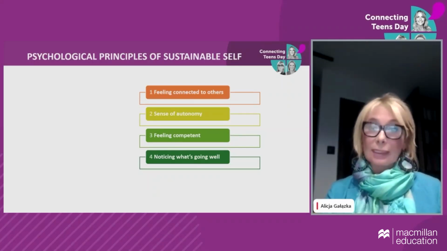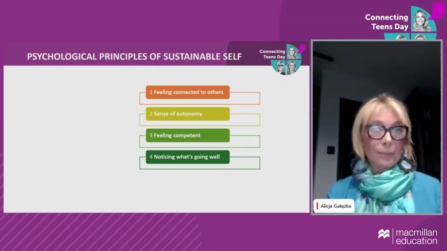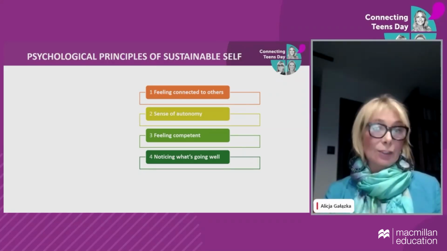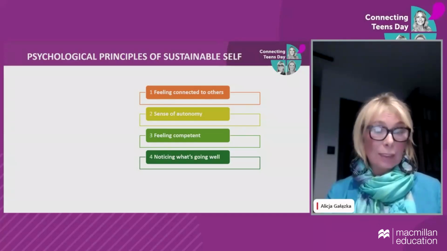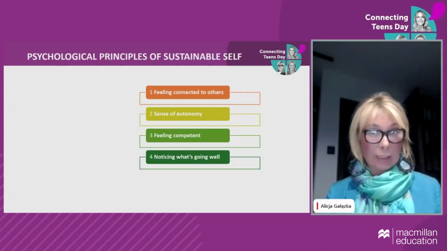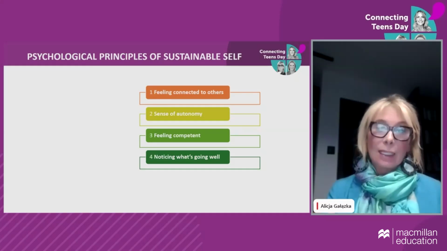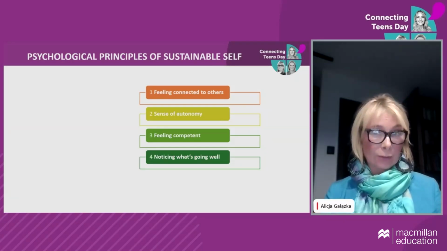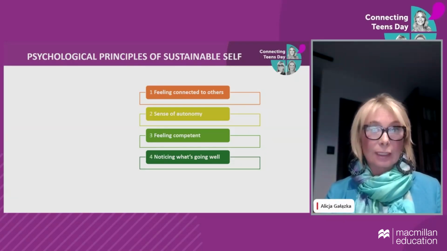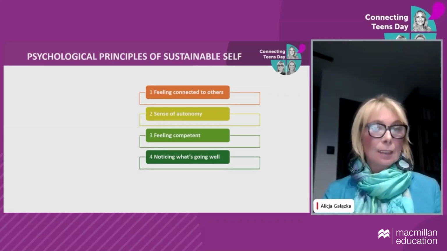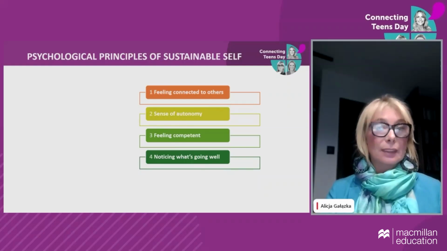The second principle is a sense of autonomy, so agency. What do you do in your classroom to promote agency, or what happens when you don't give your students agency, if they don't feel that they have any impact, that they have any influence on what's happening in the classroom? It's extremely important. If you don't feel ownership of what you are doing, then you are disconnected, you are not engaged.